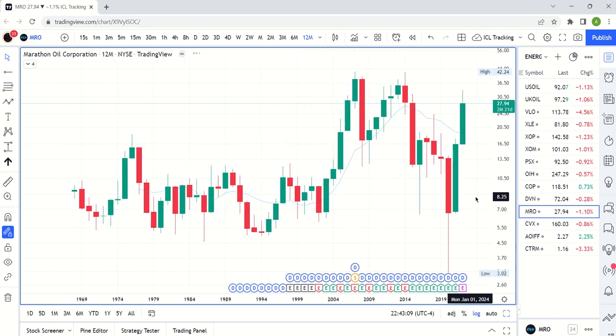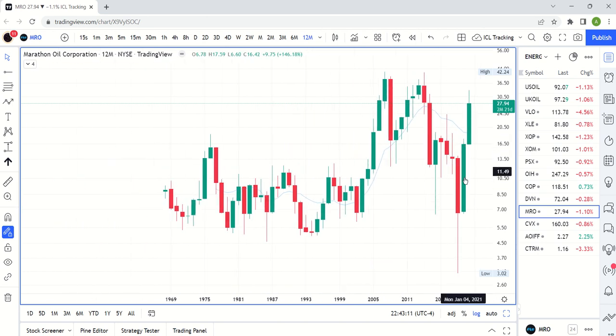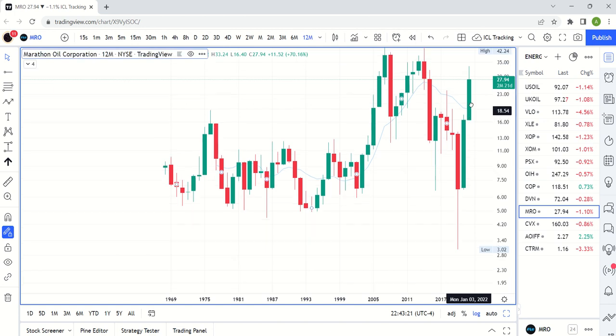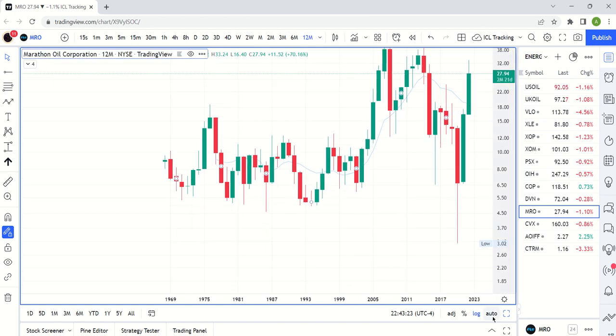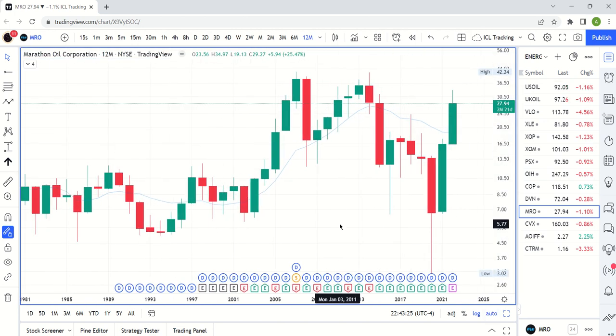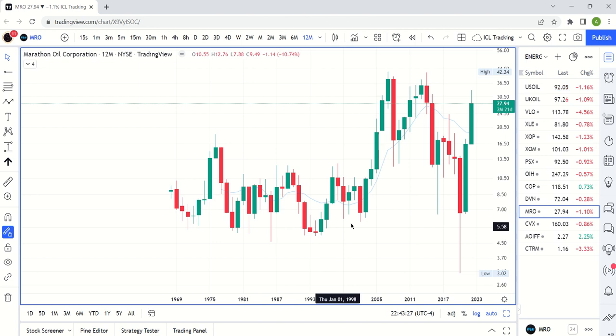MRO, that's Marathon. Ooh, look at that candle. My God. So we had the big move down in 2020, then we opened here in 2021, made a new high, and now we're just building off of that. Very, very bullish, especially after this long consolidation. Each candle here is an entire year of price action, so this thing just kind of did nothing, chopped around. I mean, obviously you had this big rally and then this big dump.